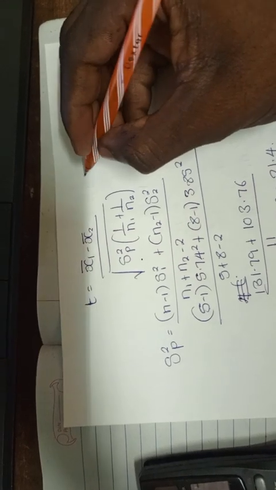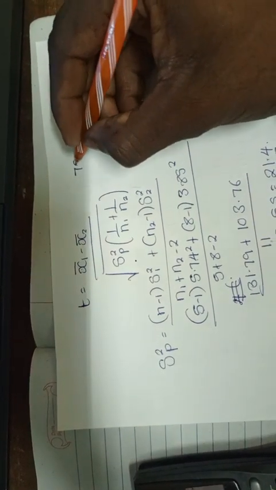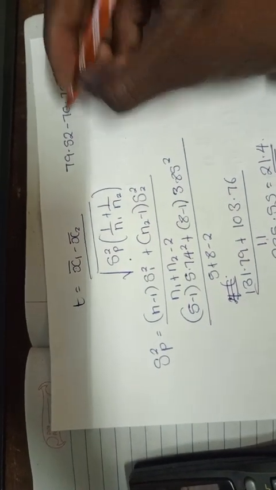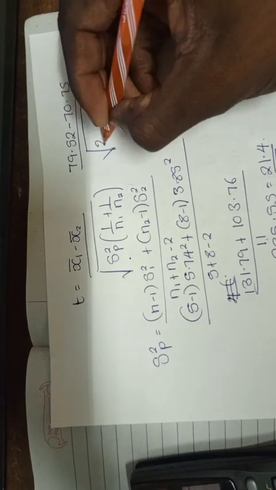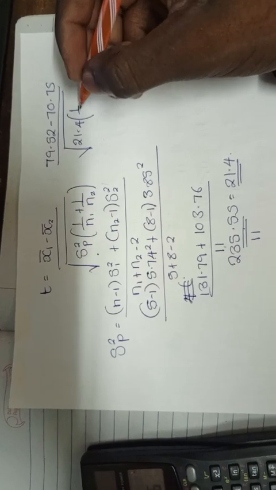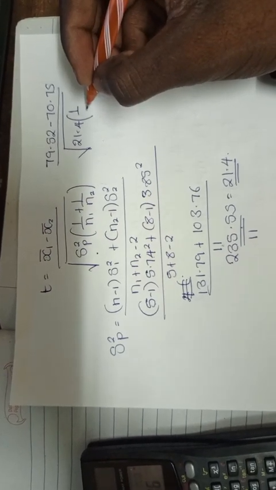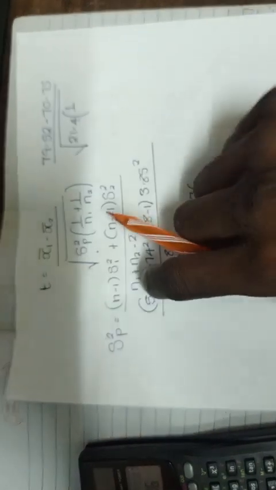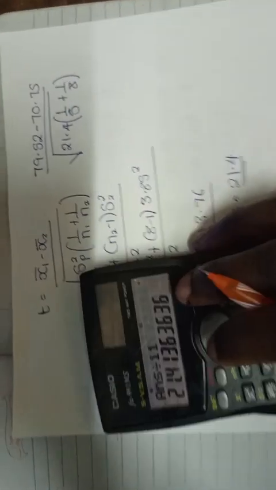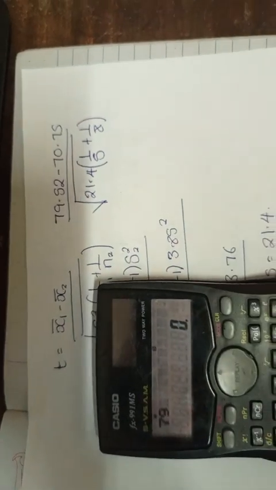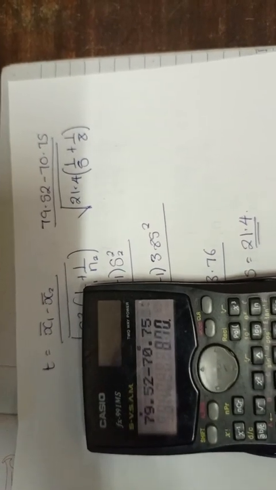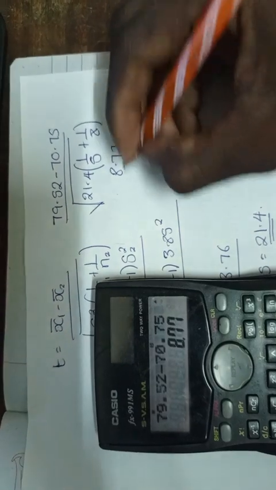Remember your mean 1 is basically 79.52, and your mean 2 is basically 70.75. Then you square root 21.4, times 1 over, remember n1 in this case is particularly 5, plus 1 divided by 8. So we continue a bit. So 79.52 minus 70.75, you particularly get 8.77.